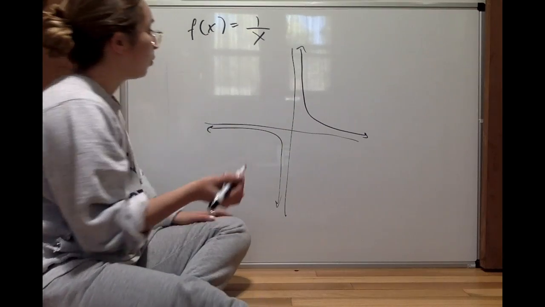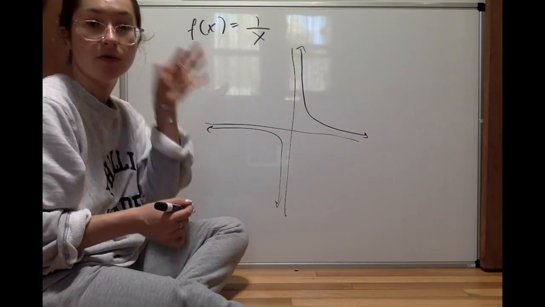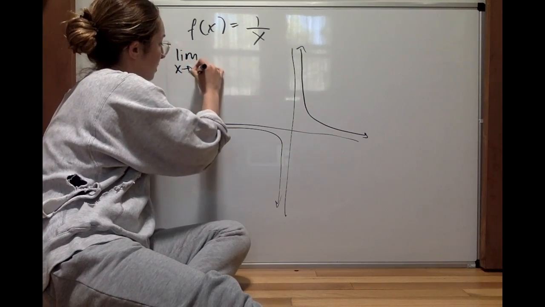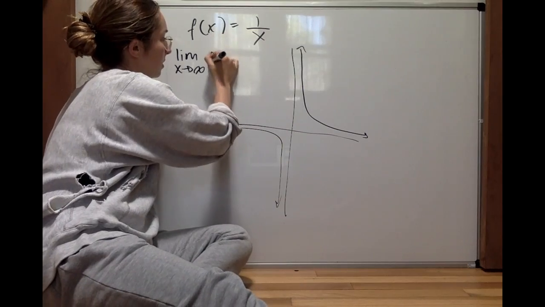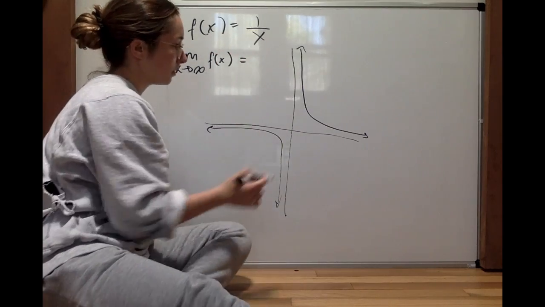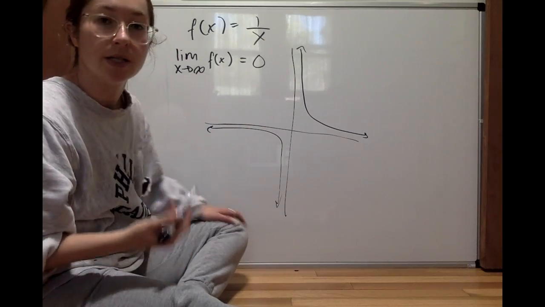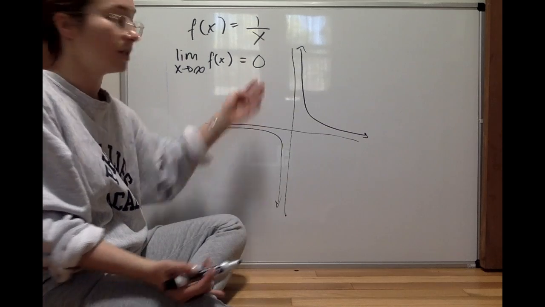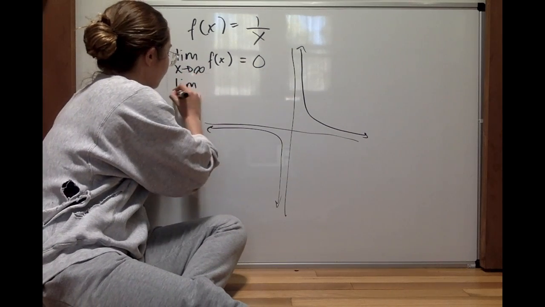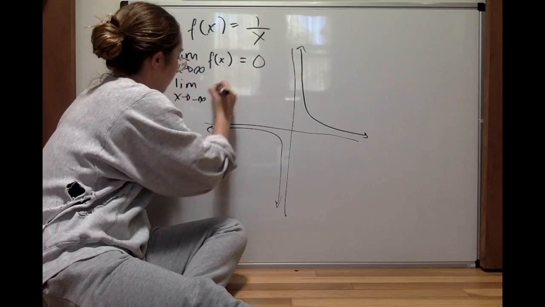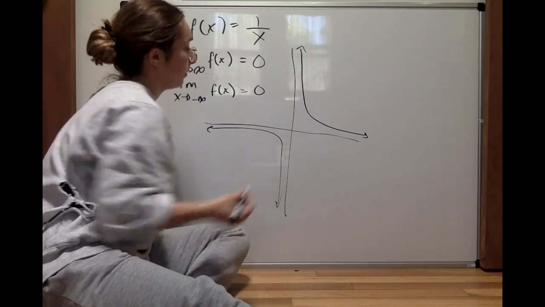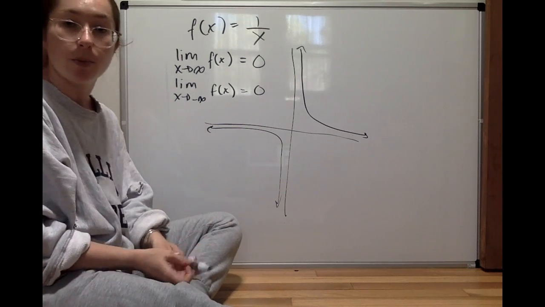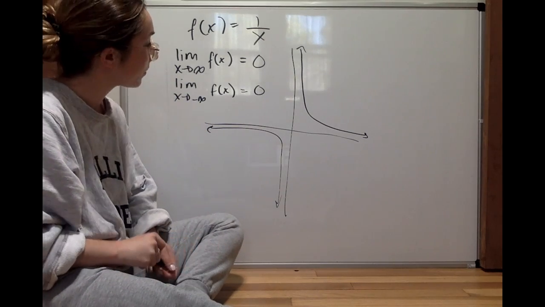We can describe the end behavior of this function by saying the limit as x approaches infinity of f of x, of 1 over x, equals 0. What is the y value approaching as x is approaching positive infinity? The y value is approaching 0. And what's the limit as x approaches negative infinity of f of x? This is also 0. The y value is approaching 0 as we approach negative infinity in the x direction.